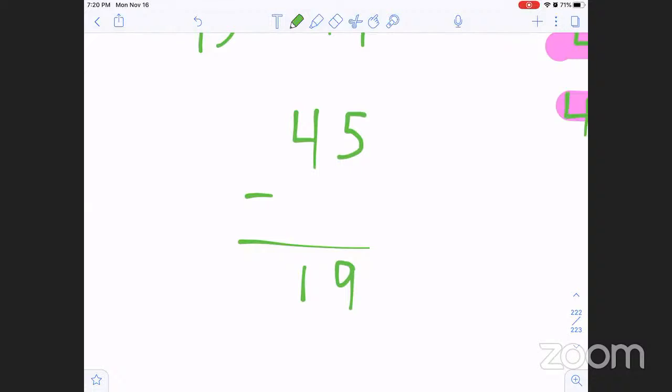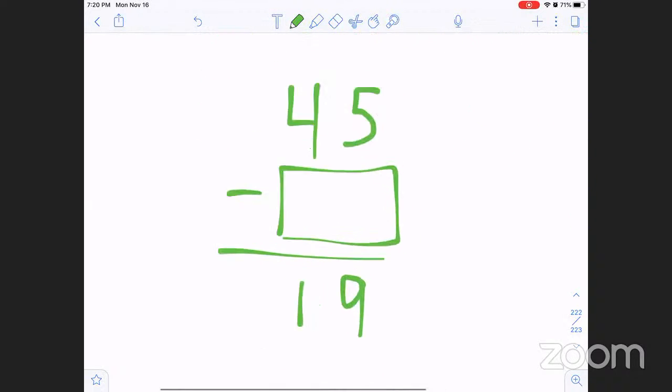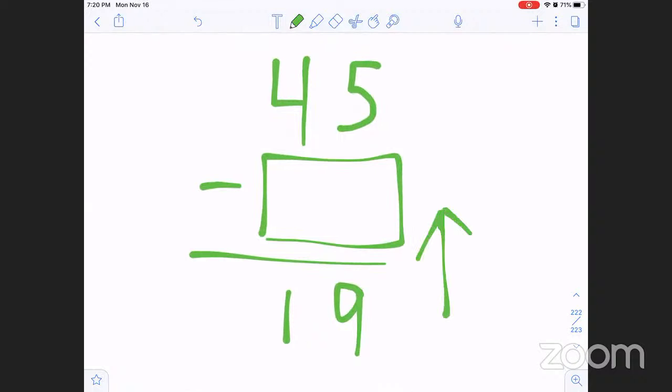Now what I need to do, if I want to find out the answer to the subtraction problem, going back to figure out what this smiley face would be, if I'm going to go back up, I'm going the opposite way. So take a second and think, what would be the opposite of subtracting? Well, if subtracting is taking away, the opposite would be adding some more back. So I have to think, how can I add back up to get up to 45? Well, 9 is bigger than 5. So I'm going to have to go up to 15 instead.